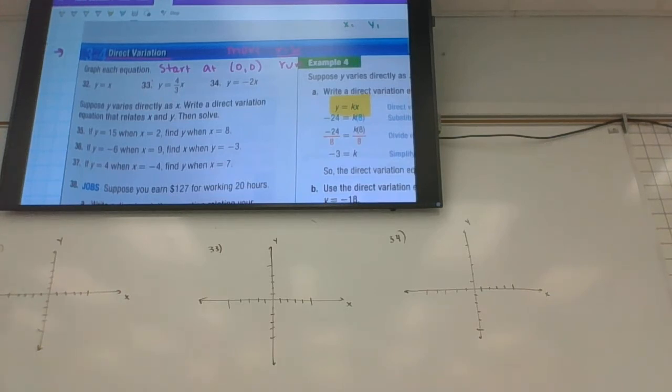All direct variations start at the origin. They all go through 0, 0. Not every graph on your test goes through 0, 0, just these ones, when the equations look like this. So you always start at the origin 0, 0, and then you move rise over run. And the rise over run is the value in for k.